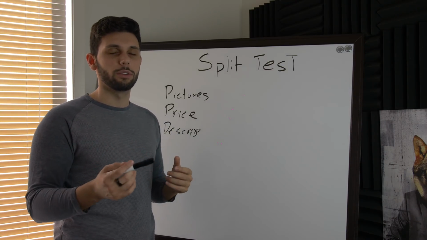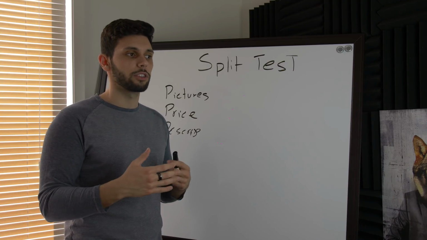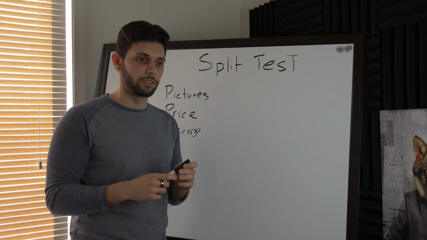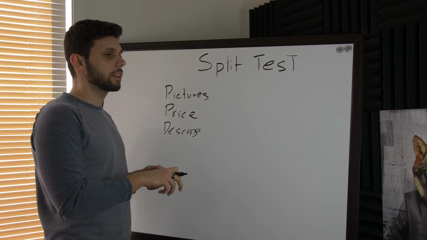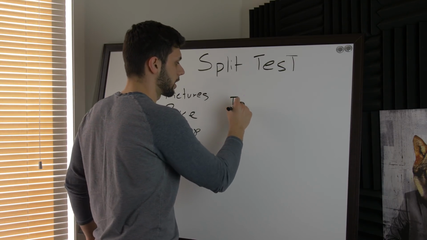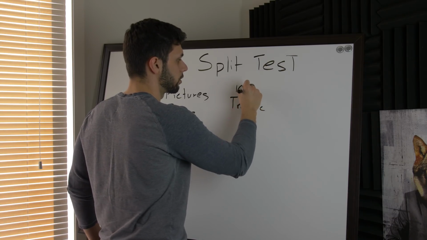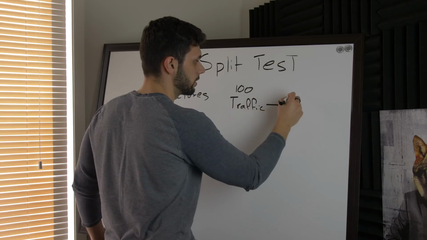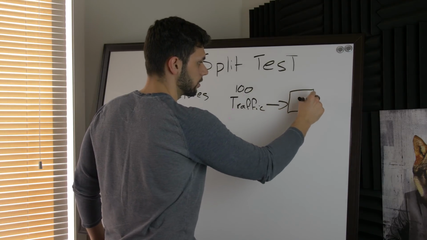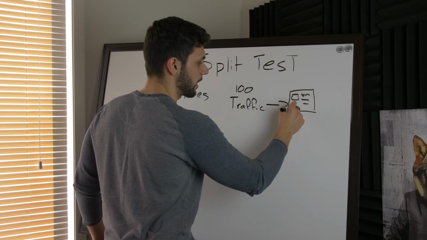So essentially what you're trying to do is figure out which version is going to actually bring in more money and more conversions. So let me show you one example. Let's just assume, okay, that your product right now has a certain amount of traffic coming in. So let's say the traffic is 100 people coming to your listing every single day. So this is your listing, okay? So we'll have the picture, the stars, the features, okay, and the description.